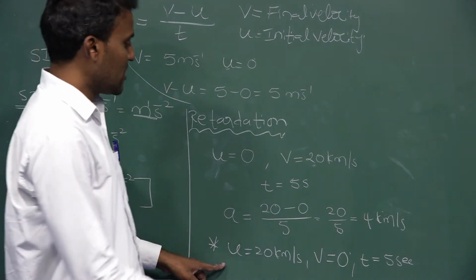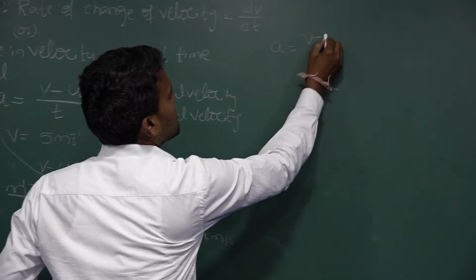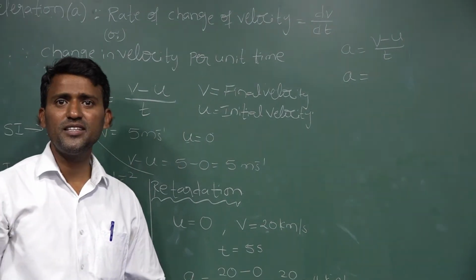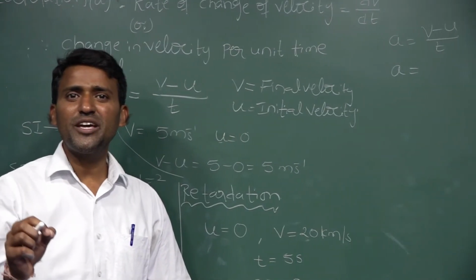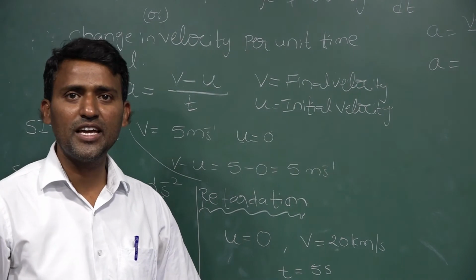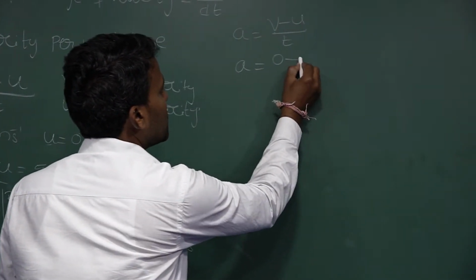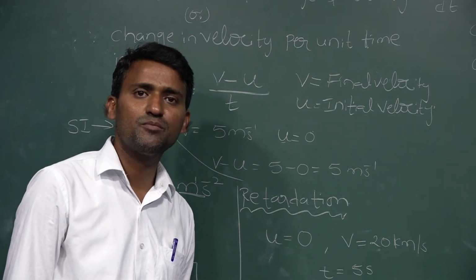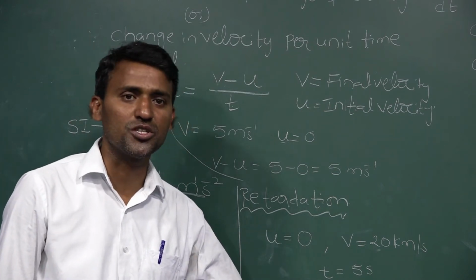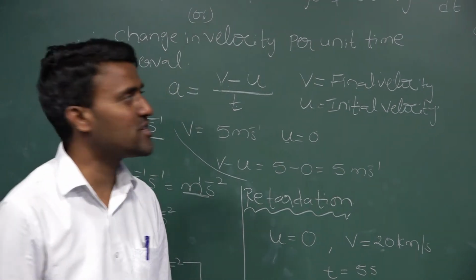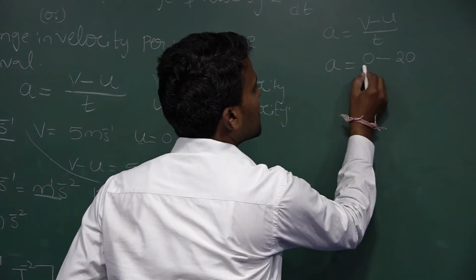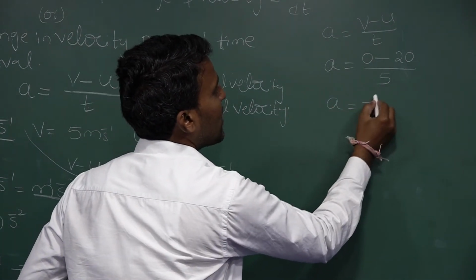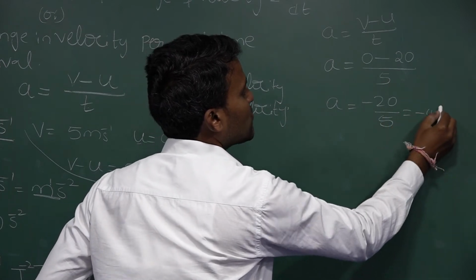Again we apply the formula a equal to v minus u divided by t. What is the final velocity? When they reach home, they come to rest, so the final velocity of the vehicle is 0. They come to 0 from the maximum velocity of 20 kilometer per second, so the initial velocity is 20. u is 20 kilometer per second, divided by time. In how many seconds? It is 5 seconds again. So a equals minus 20 divided by 5, so minus 4 kilometer per second.